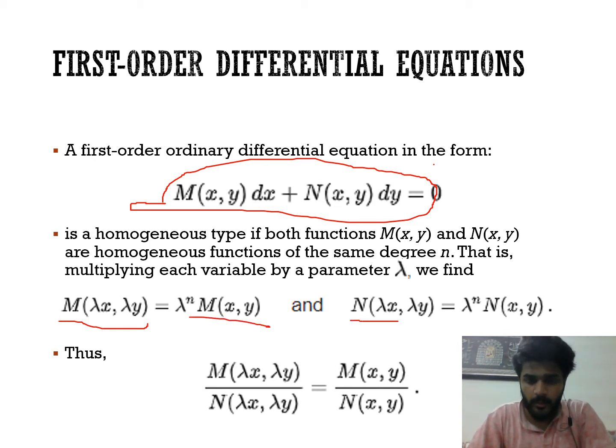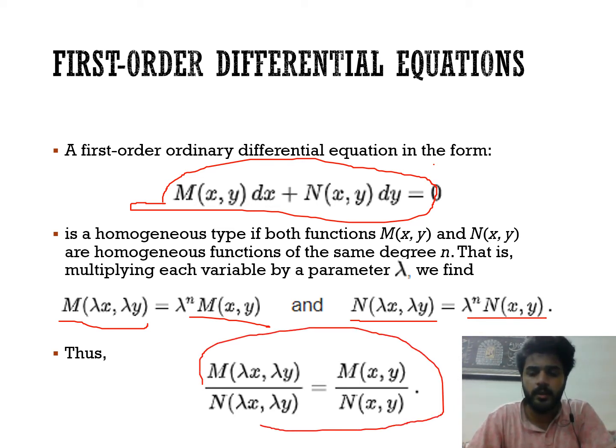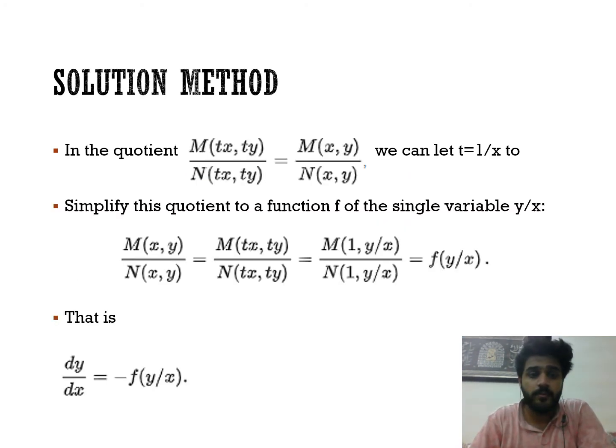The nth term variables will also be multiplied by a variable lambda, or lambda of n. Thus, the resultant equation will acquire the form of M of lambda x, lambda y over N of lambda x, lambda y equals M of x y over N of x y, which is the resultant given equation. We have given the solution method of this first order differential equation.